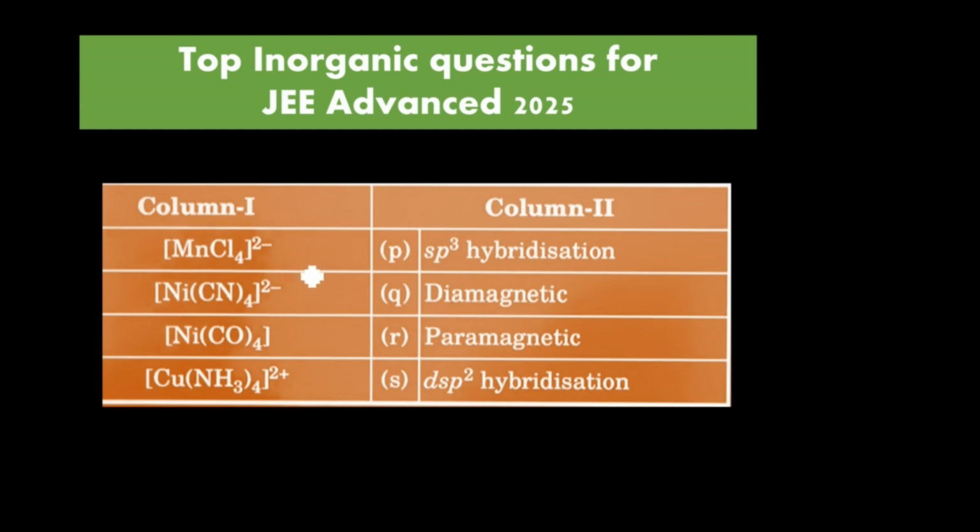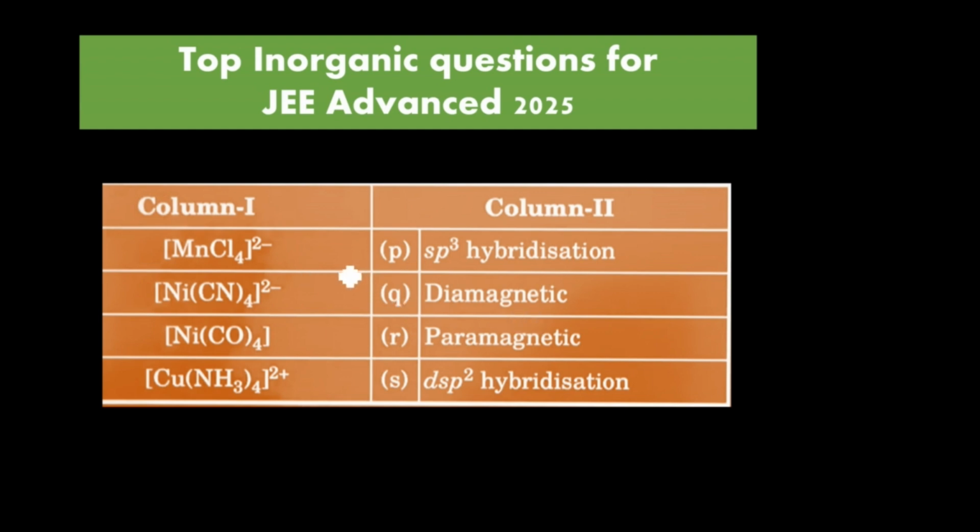MnCl4 2-, what is the hybridization and whether that is paramagnetic or diamagnetic. So that is what the question is. I'm giving you 10 seconds, or you can pause the video and write the answer in the comments. Once you are done, you can unpause the video and check your answer.